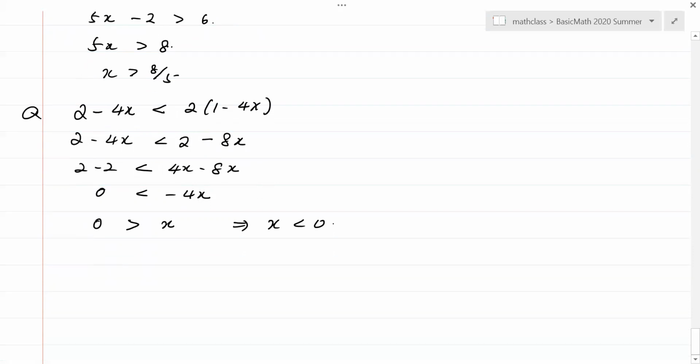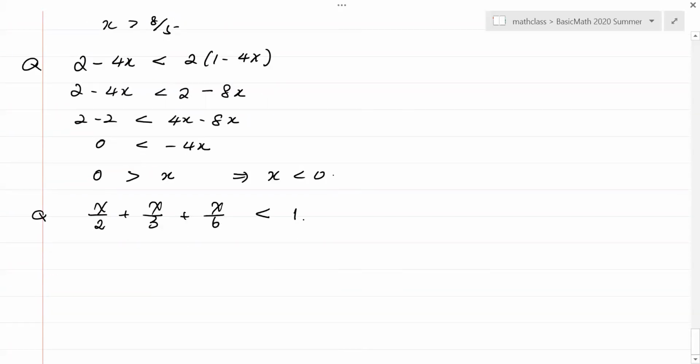Now, in the last few minutes, let's try a slightly different problem. x over 2 plus x over 3 plus x over 6, less than 1. All of them are fractions, right? The coefficients are fractions.